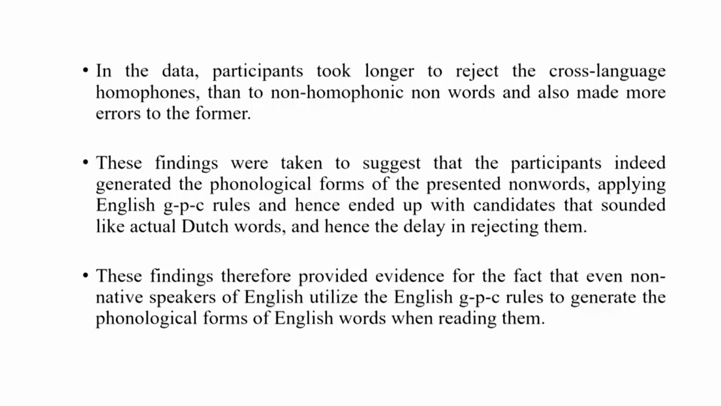Here you can see that if the bilinguals are activating phonologically the words from the non-target language, it would become slightly difficult to say no to words like snee and rook because they are actually similar to words in the bilingual's first language, which is Dutch. Exactly in the data, participants took longer to reject the cross-language homophones than they took to reject non-homophonic non-words, and also made more errors to the former. These findings were taken to suggest that the participants indeed generated phonological forms of the presented non-words applying the English spelling to sound rules, just like native English speakers would do. And that is why they ended up with candidates that sounded like actual Dutch words, and hence the delay in rejecting them. These findings therefore provide very important evidence for the fact that even non-native speakers of English utilize the English grapheme to phoneme or spelling to sound rules to generate the phonological forms of English words when reading them.